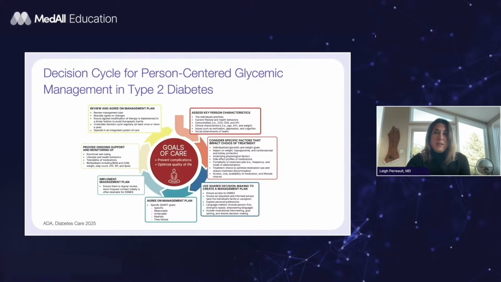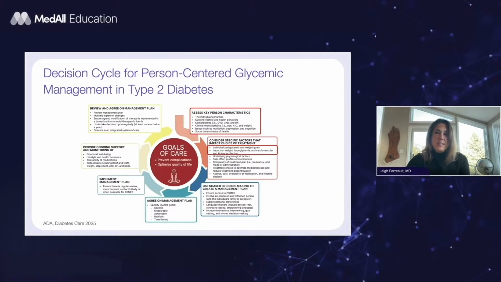Let's think about his clinical characteristics and his motivation, his depression, his ability to do something about his health. So really asking Sam where he wants to start first might be the answer to that question. Then we would consider specific factors that impact choice of treatment.